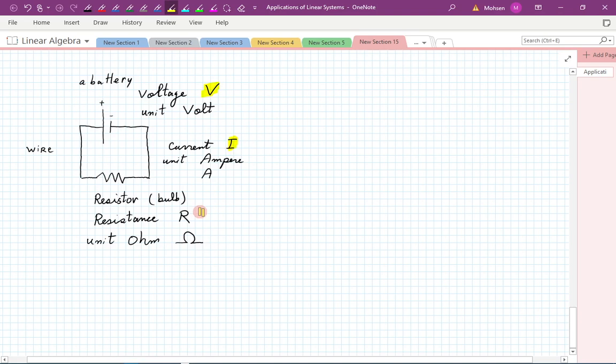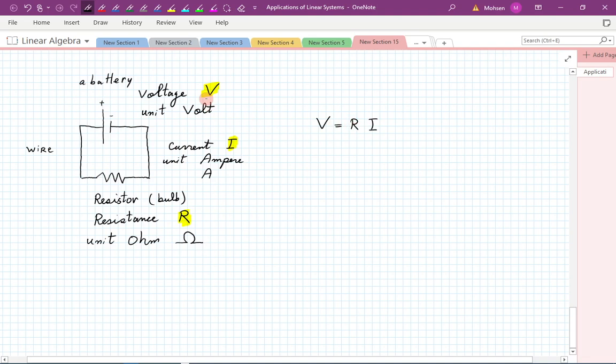And we are going to have so-called Ohm's law, part of Kirchhoff's laws, that says the following: that the voltage is equal to the resistance times the current.